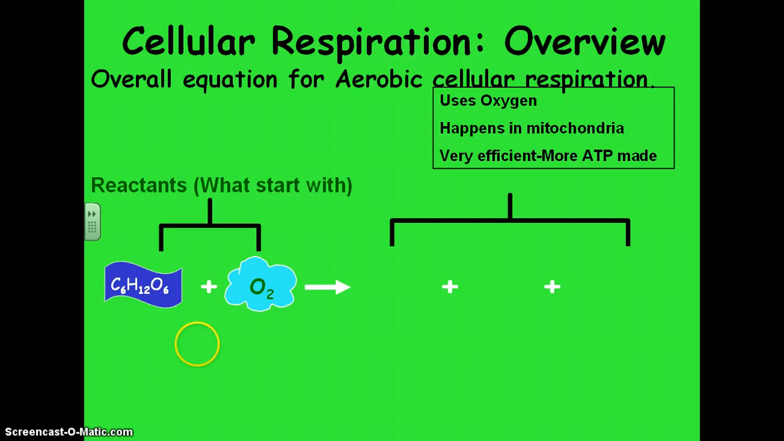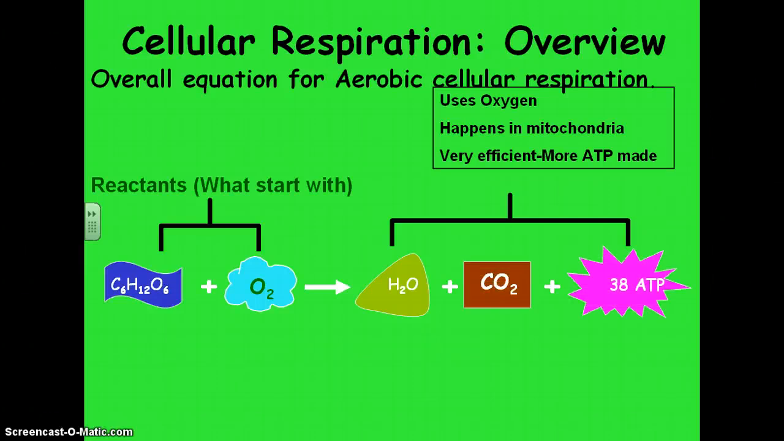If you think about it, you eat, which is where we get our sugar, or C6H12O6, and you breathe in oxygen, right? So when you are trying to memorize this, think about what you consume, okay? What we get in return is water, carbon dioxide, and 38 ATP. And those are our products, or what we end with. Again, water, CO2, and 38 ATP are the final products for cellular respiration.